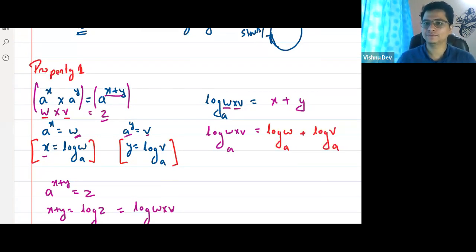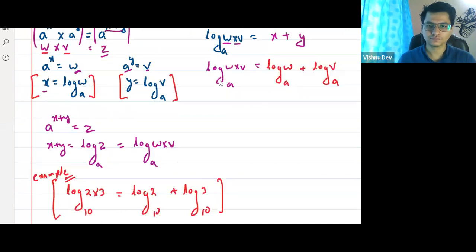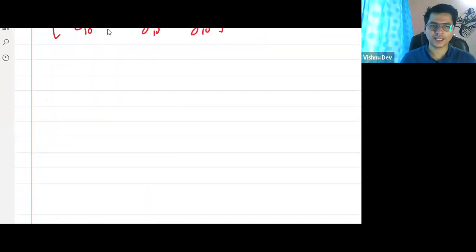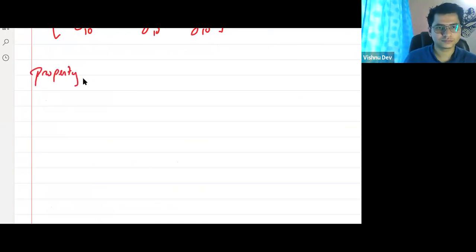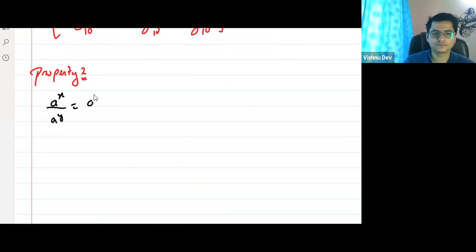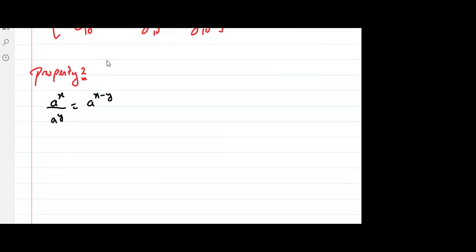Anyone? Clear? Okay. So let's see how many of you can think about the second property, Property 2. Let me see who can think of Property 2 on their own. If I have a to the power x divided by a to the power y, what is it, guys? Tell me. a to the power x minus y. Exactly. Does everyone know this, right?